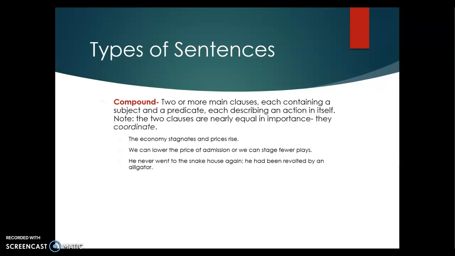Another example here, we can lower the price of admission or we can stage fewer plays. Main clause 1, we can lower the price of admission. Main clause 2, we can stage fewer plays. The coordinating conjunction here would be or.